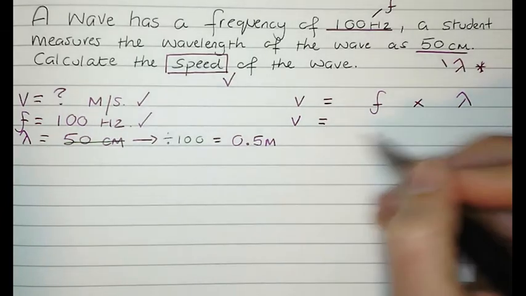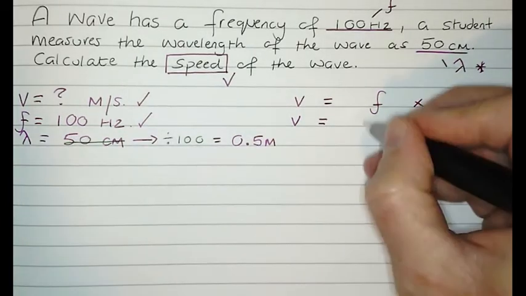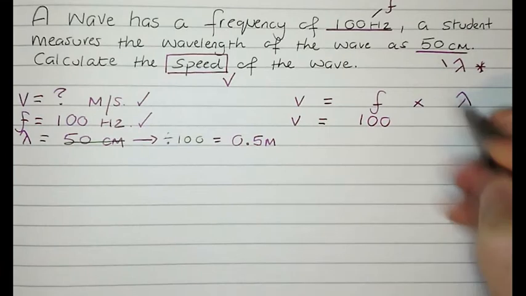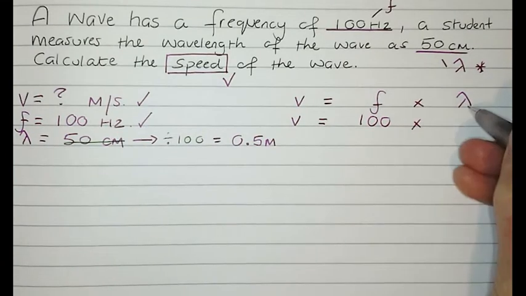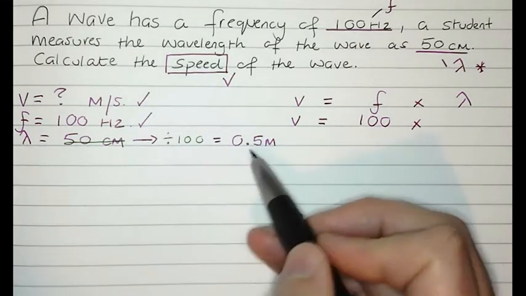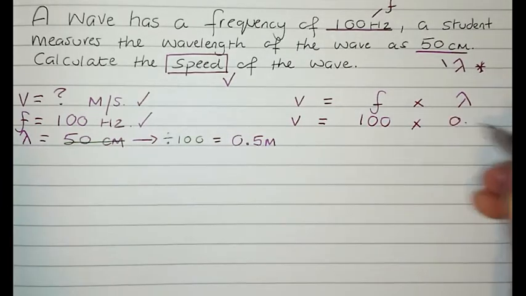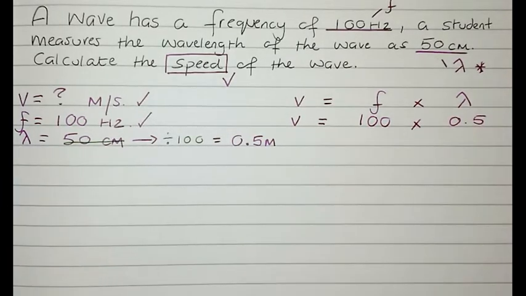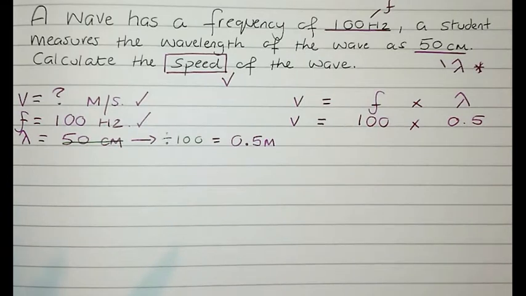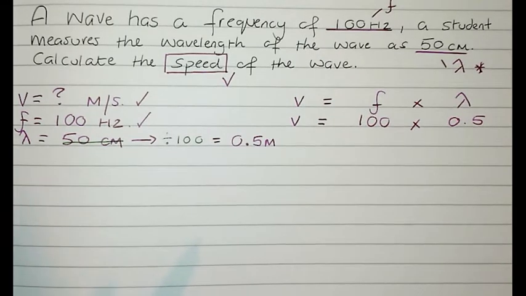So V equals, F is replaced by 100, multiplication sign, and our wavelength is now not 50 centimeters, it's now 0.5. Remember, we're not putting the units in. Okay, now if that was the help you needed, and now you think you know what to do, pause it and have a go.